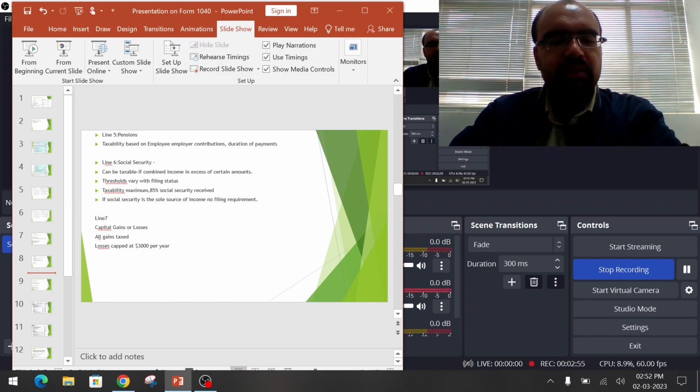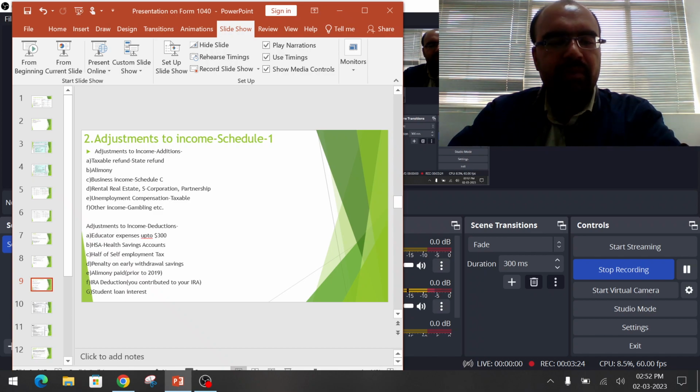Line 6 is social security. It can be taxable if combined income is in excess of certain amounts. Thresholds vary with filing status. Taxability is a maximum of 85% of social security received. If social security is the sole source of income, no filing requirement. Line 7 is capital gains or losses. All gains are taxed. Losses are capped at $3,000 per year.